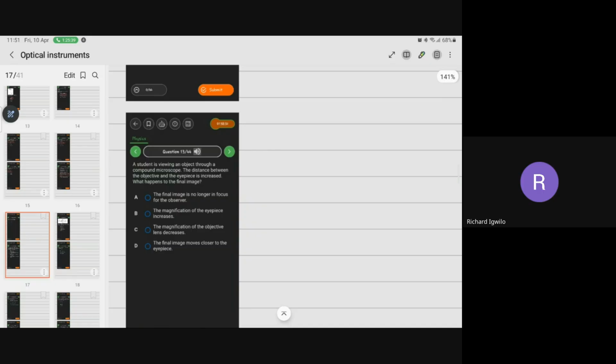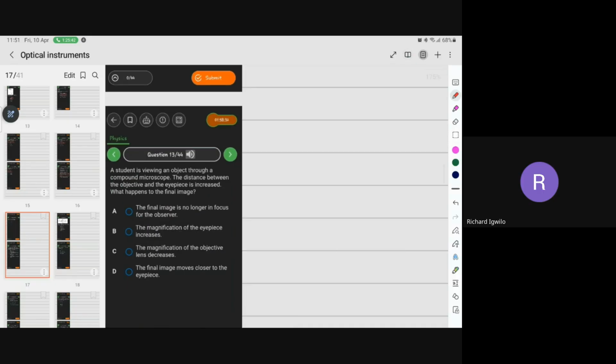So now, what will happen here is that because you've altered how the arrangement will be, your answer will be that the image is no longer in focus for the observer. We don't have anything like migration. The final image moves closer to the eyepiece? No, it will no longer be in focus for the observer. You're not going to see anything because you've altered how the arrangement should be in a compound microscope. They should have the same length. Are we together now? Both of them will have short focal length. If you are following, give me a thumbs up.